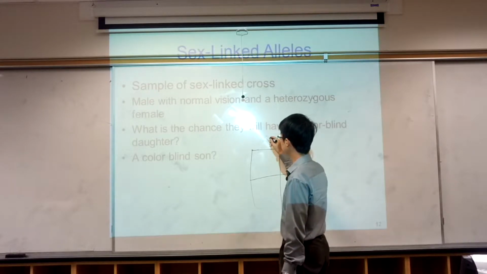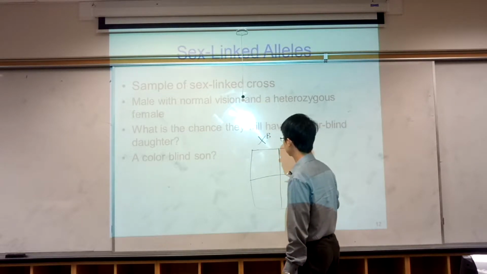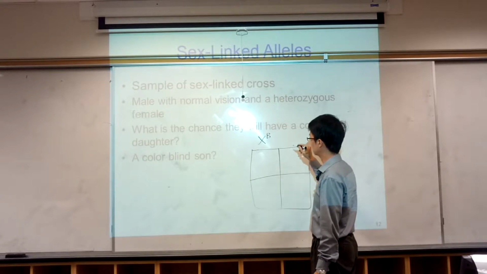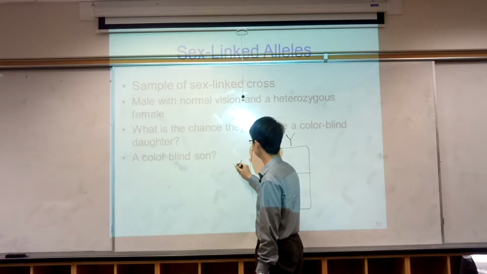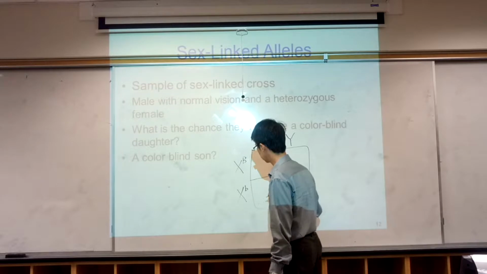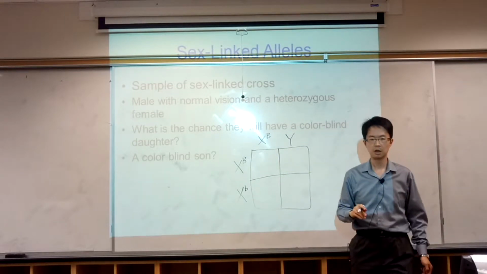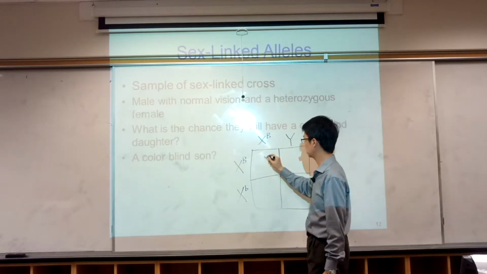Male will have normal vision, so male will carry a dominant allele on the X chromosome, and the Y chromosome has nothing. The female will be heterozygous. That means one X chromosome carries the dominant uppercase B, and the other X chromosome will carry the lowercase b. And we fill out the Punnett square.